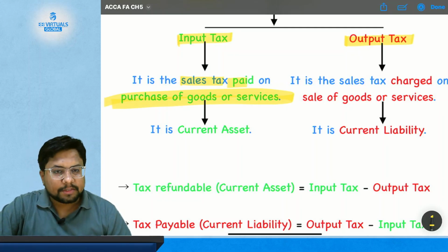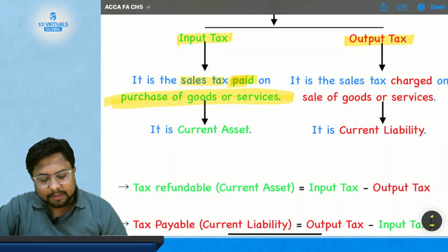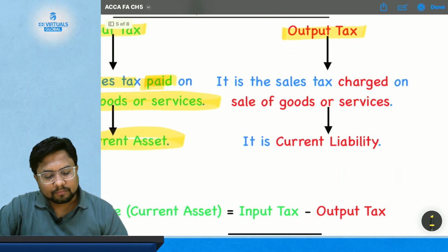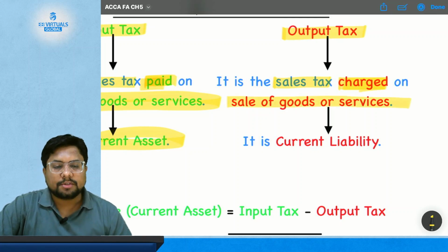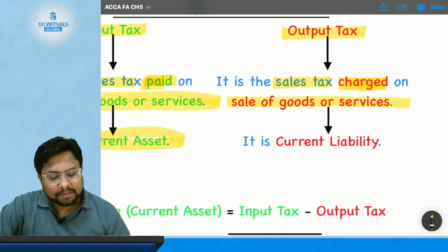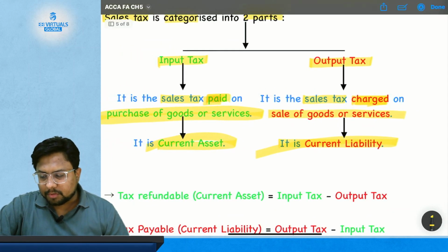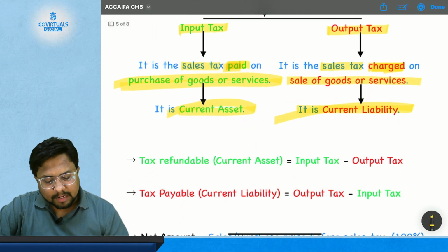So input tax is the sales tax paid on the purchase of goods or services, and it is a current asset. Whereas output tax is the sales tax charged on sale of goods or services. It is a current liability. So input tax is your current asset, output tax is your current liability.